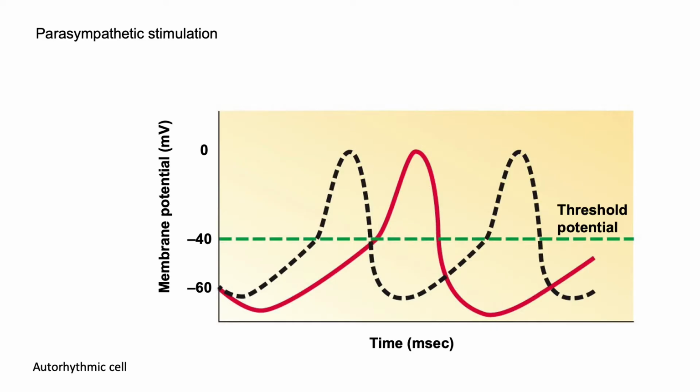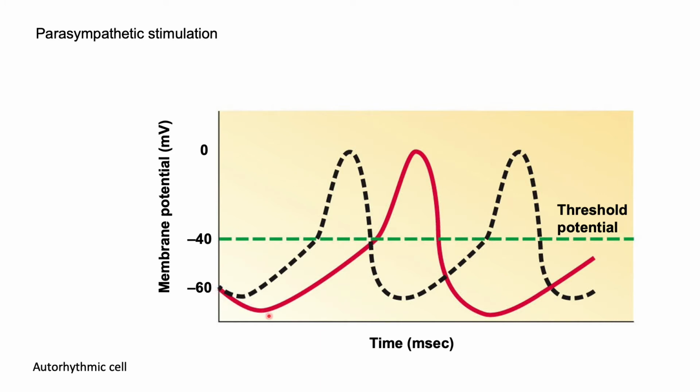Here we see the membrane potential of our autorhythmic cells. Okay. So if we focus first on that black dashed line, that's going to represent the typical SA node pacemaker activity. Okay? And that red is going to represent after parasympathetic stimulation. So you can see where we hit threshold twice before with this normal rhythm of the heart before parasympathetic innervation, once we have parasympathetic innervation, you can see a couple things.